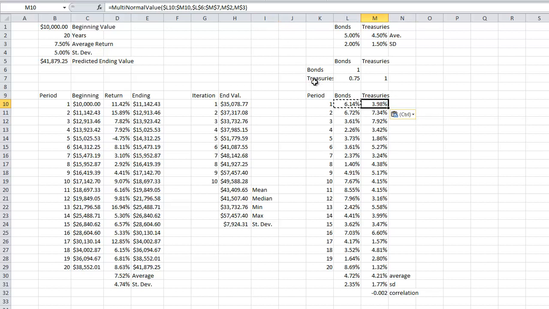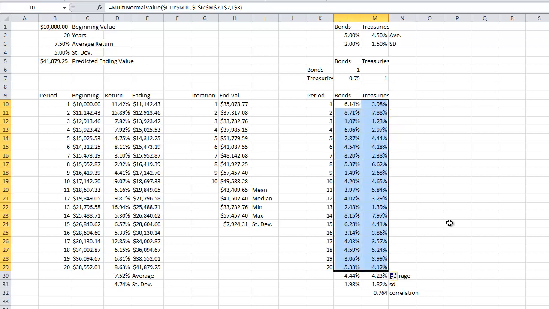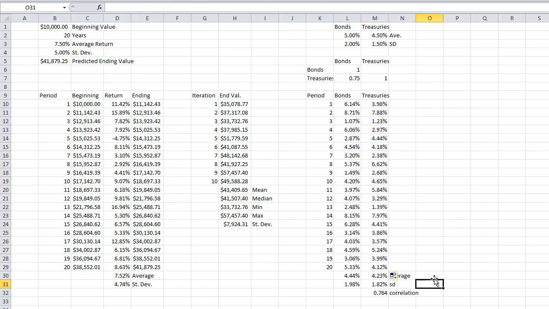Multivariate normal, or multi-normal value, sorry. We've told it the two cells that need to be correlated, L10 and M10. And we've told it the correlation matrix right here. And we've told it the mean and the standard deviation, M2 and M3. Now, we should be able to drag that down. And watch how it changes. So our averages and our standard deviations still look right, but now we have a correlation. And that's what we want, because in reality we know that bonds and treasuries are correlated. So I wanted to show all of this to you in a very simplified context.